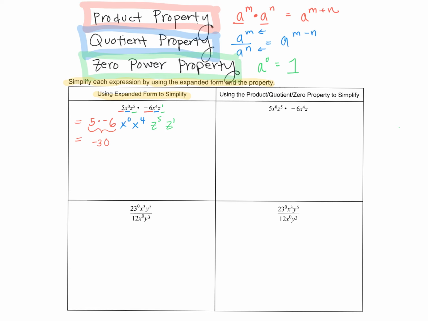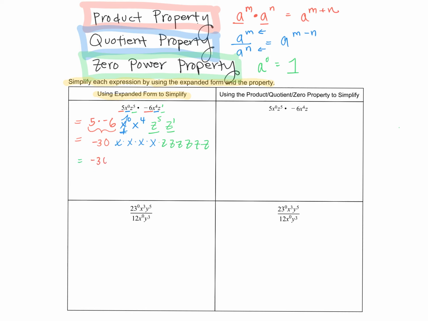But if I'm going to do expanded form, this is where I'm going to write it all out. X to the 0 means 0 x's. This is just equal to 1. X to the 4 means 4 x's being multiplied together. Z to the 5th means 5 z's. And then z to the 1st means only 1 z. So then at this point, I can pretty much write my answer.